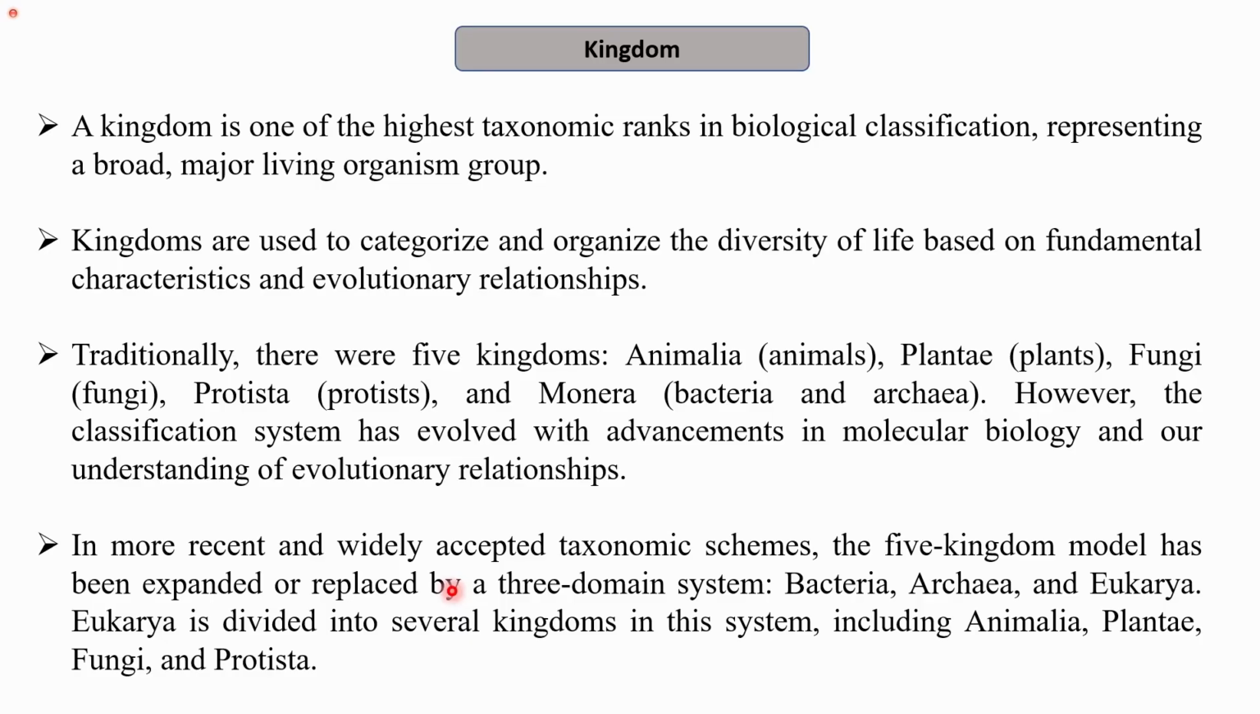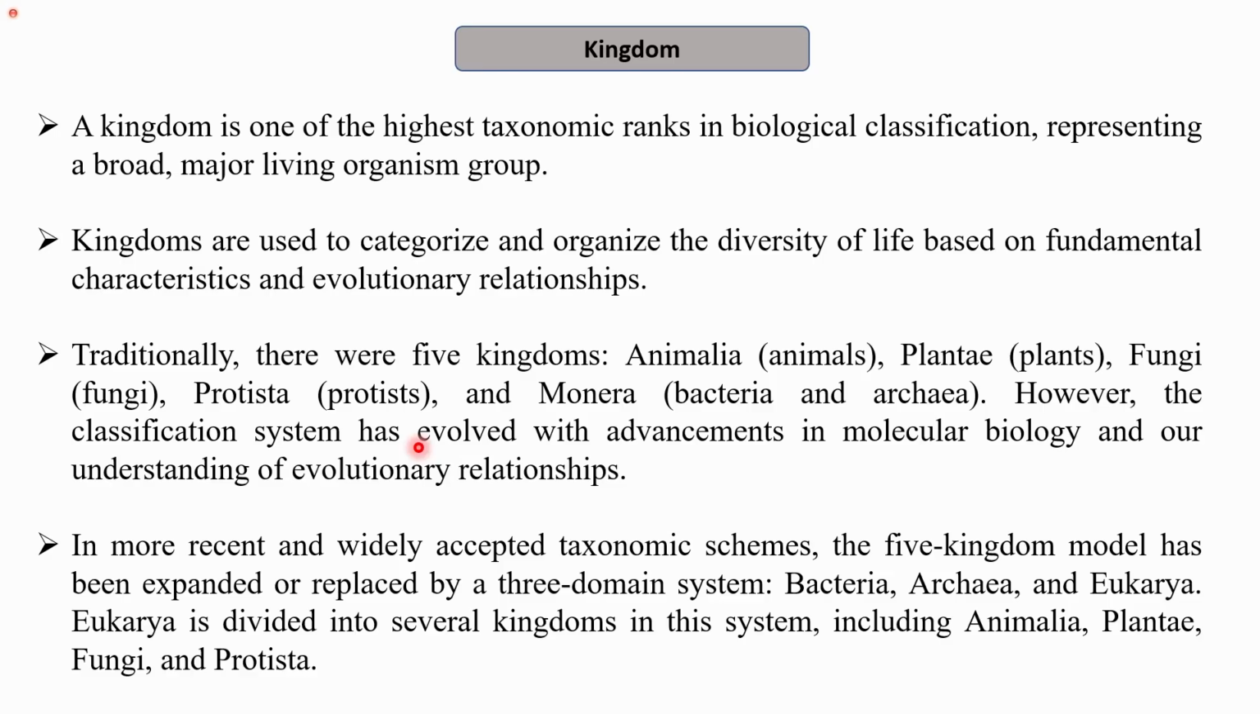The domains include Bacteria, Archaea and Eukarya, and then Eukarya is further divided into several kingdoms like Animalia, Plantae, Fungi, and Protista. So earlier we had Animalia, Plantae, Fungi, Protista and Monera, but now Monera itself is divided into two other domains, Bacteria and Archaea. And all the others have been put under the domain Eukarya, which is the eukaryotes. That includes Animalia, Plantae, Fungi, and Protista. So this was at the kingdom level.